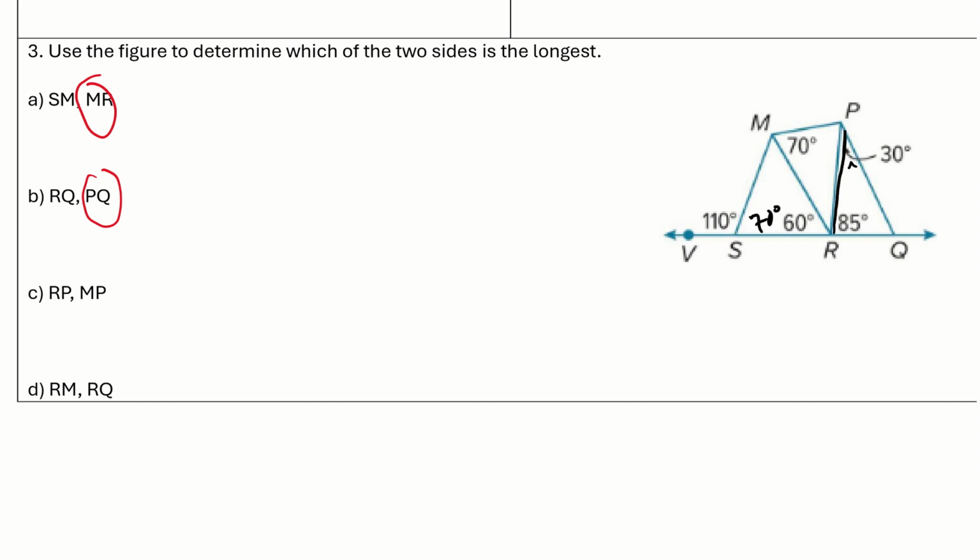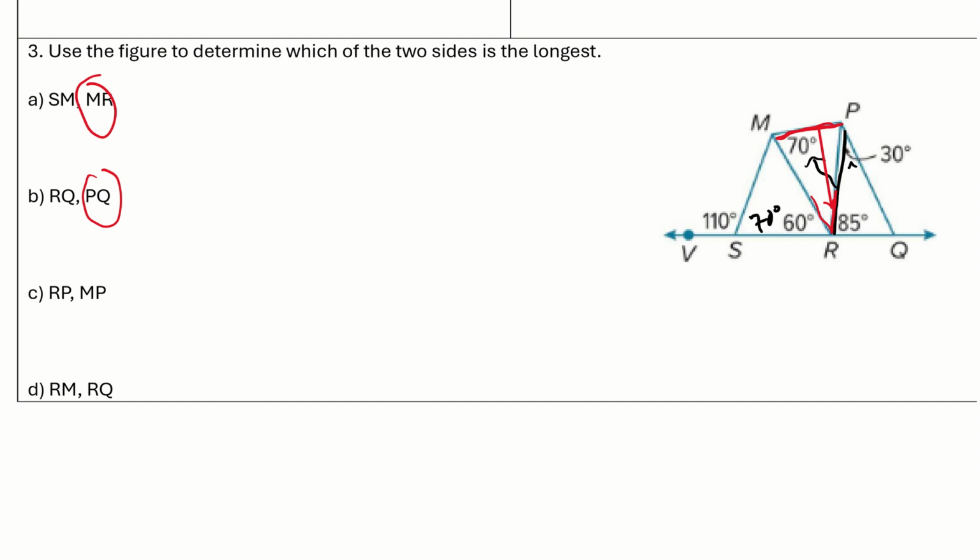RP versus MP. MP is this one right here. All right, so what's opposite of RP? It's 70. What's opposite of PM? It's this angle right here, which we are trying to find. We don't know what that angle is yet, but we can find it.